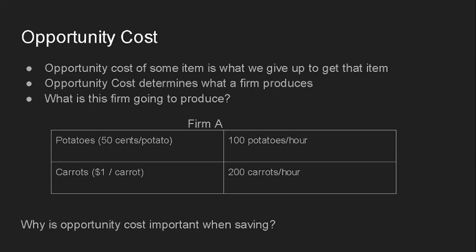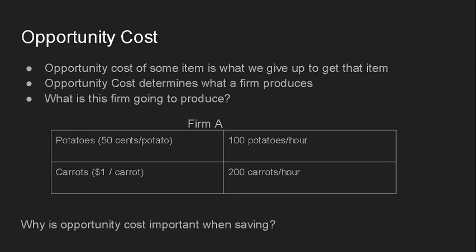So let's first consider how much they earn from potatoes and how much they earn from carrots. They can earn $50 per hour if they produce only potatoes, or they can earn $200 per hour if they produce only carrots. So the opportunity cost of producing carrots is $50 because they won't be able to produce potatoes. They're missing out on that income. But the opportunity cost of producing potatoes would be the $200 they could earn from producing carrots. Therefore, this company is going to produce carrots because their opportunity cost is less. It's only $50.